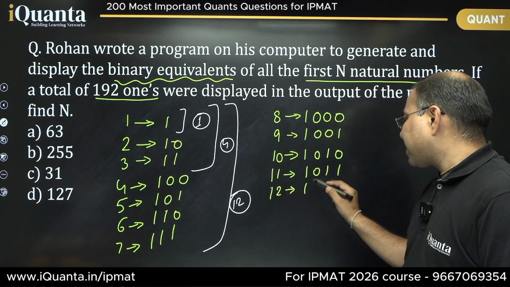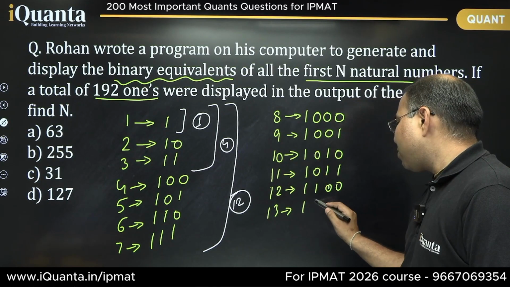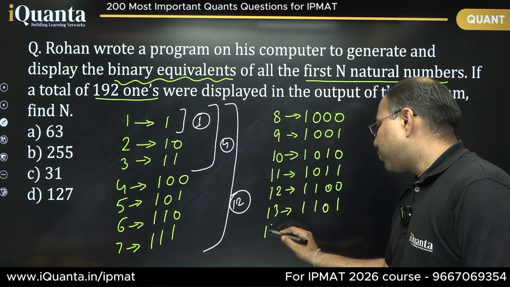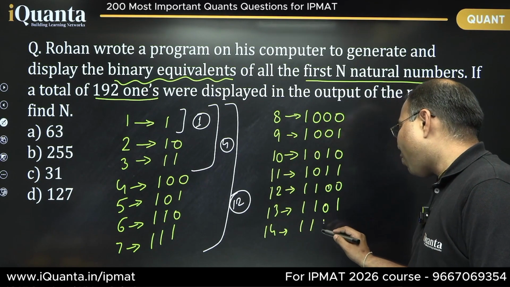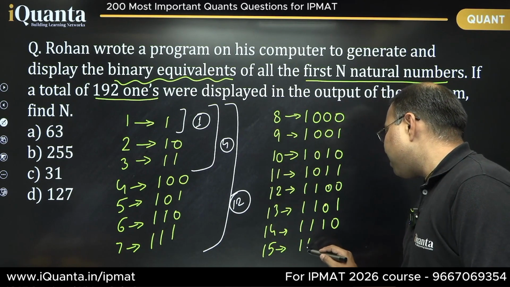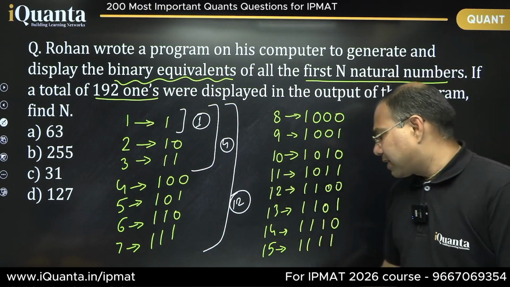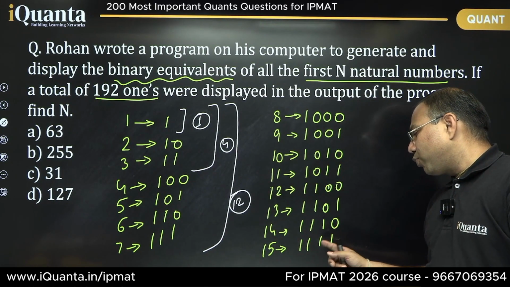That is one group of 8 and one group of 4, right? 1, 1, 0, 0. After that, you are having 1, 1, 0, 1. Then 14 would be 1, 1, 1, 0. And finally, 15 would be the largest 4-digit number in base 2 or binary. That is 1, 1, 1, 1, right? That is 8 plus 4, 12 and 2, 14 and 1, 15.